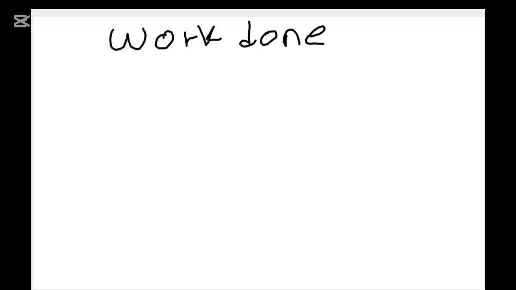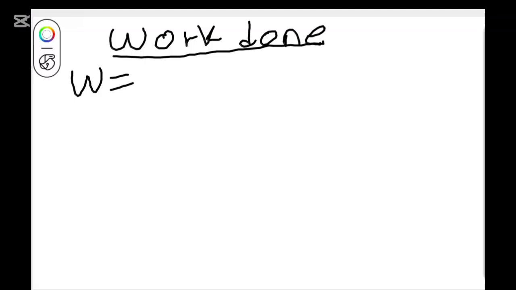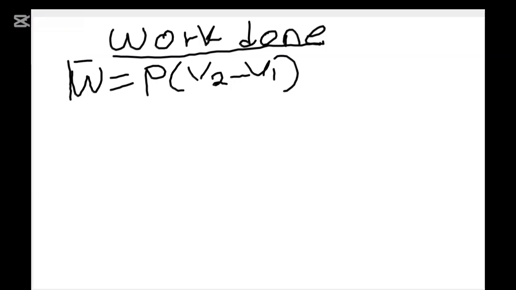So we have the work done. The formula says W is the same thing as P change in V. Change in V is the same thing as V2 minus V1. So this is the formula that you might use if you are asked to find work done.